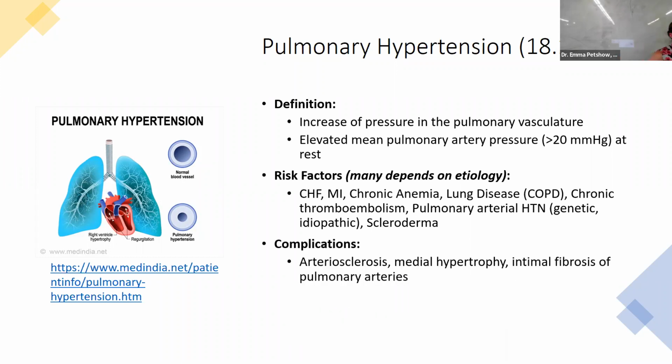Complications, arteriosclerosis. We'll talk about what that means, difference from atherosclerosis. There is a difference. Hardening of arteries, right? Medial hypertrophy, so increase in that middle part of the vessel wall, increase in that diameter. Intimal fibrosis of pulmonary arteries. So again, fibrosis, so less compliance of those arteries. That's why they get hypertension, because they can't actually dilate or constrict as well. They're fibrosed. These are all complications of pulmonary hypertension.